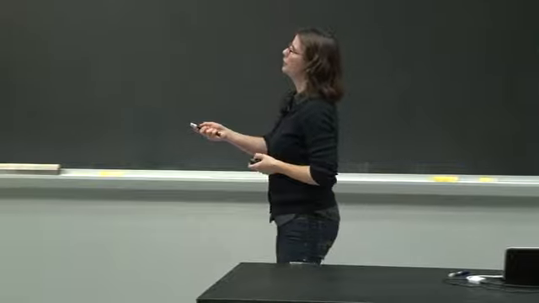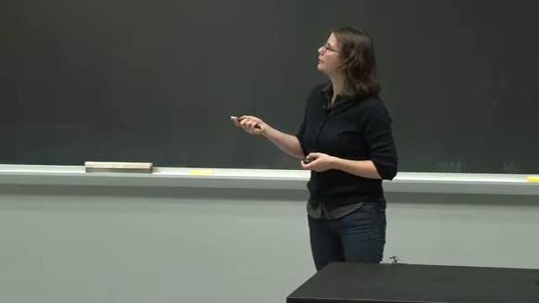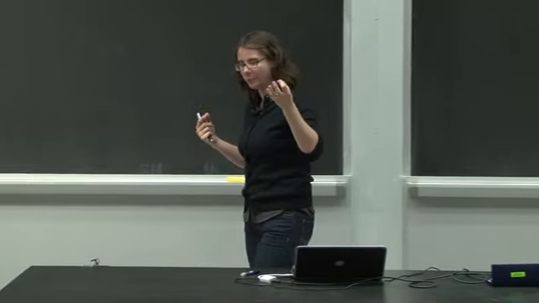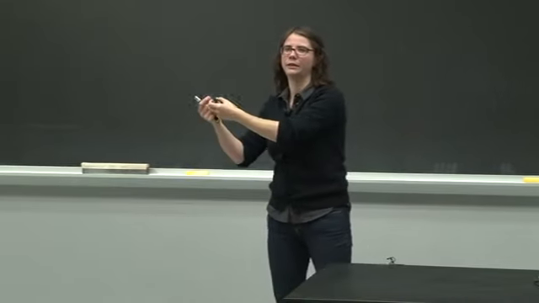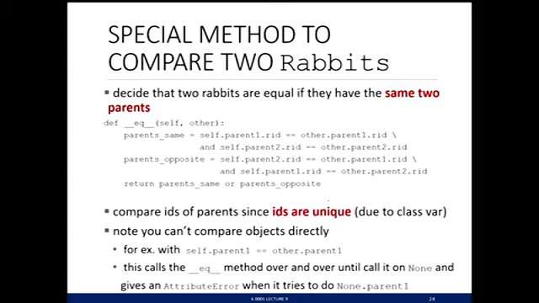The other thing I want to do is to compare two rabbits. If I want to compare two rabbits, I want to make sure that their parents are the same. So I can compare the first parent of the first rabbit with the first parent of the second rabbit, and the second parent of the first rabbit to the second parent of the second rabbit, or get the combinations of those two. That's what these two Booleans are doing. They're going to be Boolean values, either true or false, and I'm going to return whether they have the same parents of that type or the same parents crisscrossed.